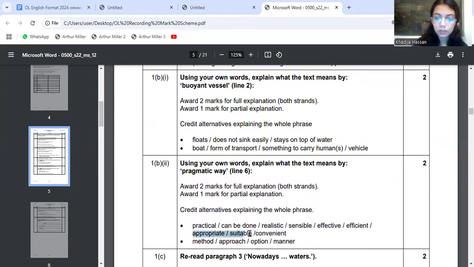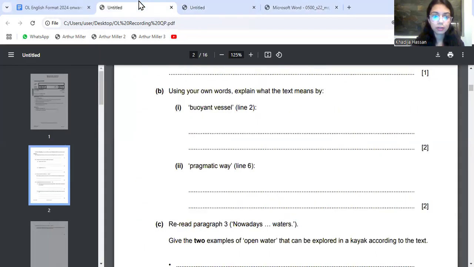Right, so both appropriate and suitable could have been synonyms for pragmatic, and method was correct for way, right? So method, approach, option, manner. But again, like I told you guys, the synonym has to be in context. Now, way generally, like I said before, could also mean path, but here we don't see path because path just doesn't make sense in this context. So be careful about what you're writing.